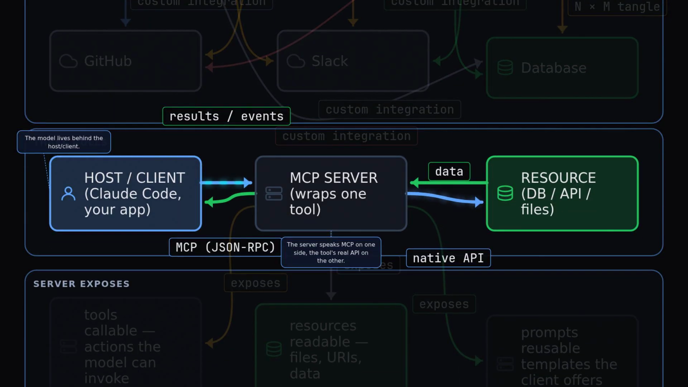3 roles. The host or client, that's Claude Code, your agent, your app. The model lives behind it. The MCP server is a process that wraps one tool. It speaks MCP on one side and the tool's real API on the other. The resource is the actual thing: a database, an API, files on disk.